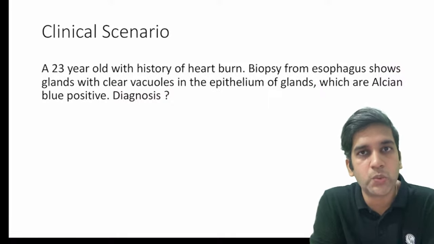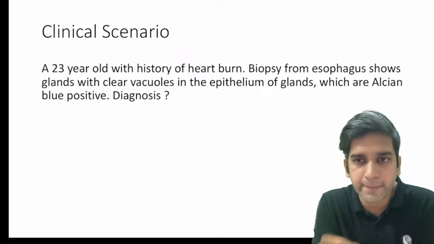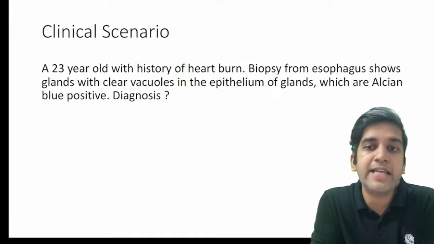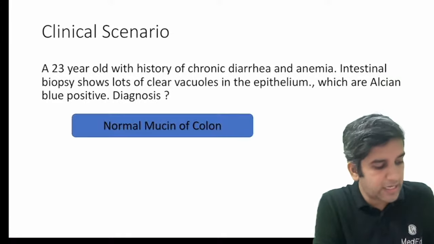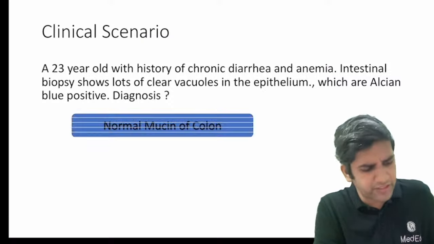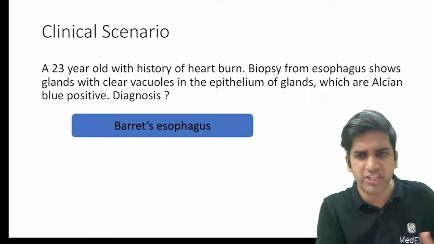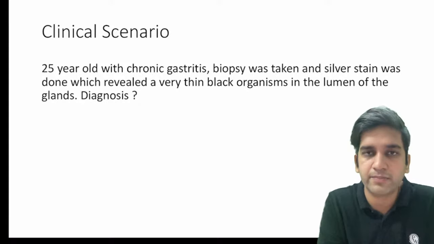Great. Barrett's will lead to adenocarcinoma, right? Perfect. GERD and Barrett's esophagus. Fine. Lydia, that was an intestinal biopsy, right? Intestinal biopsy, goblet cells are normal, right? I didn't tell you it's an esophageal biopsy. In an esophageal biopsy, yes, goblet cells are abnormal. You think of Barrett's esophagus, fine? Perfect. Okay, great. Next answer.